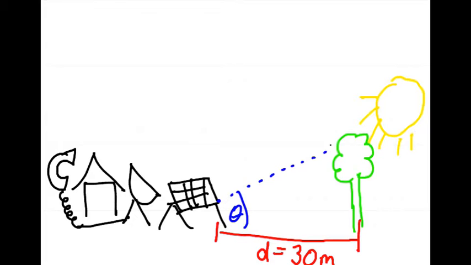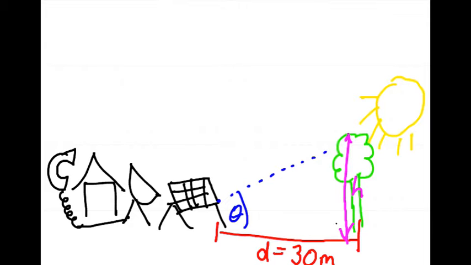Now, that angle of elevation can be measured using an inclinometer. Fairly easy. It's a simple manual little instrument that we can use. Once we have found those two measurements, we can use the tangent ratio to find the height of the tree, the last thing we need to find. So we're going to find the height of this tree.